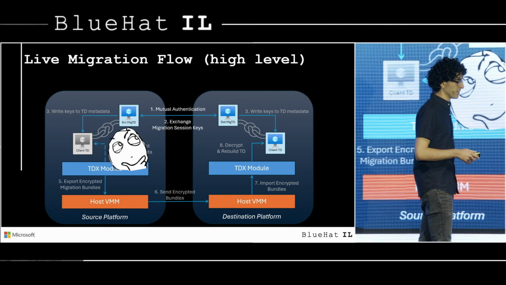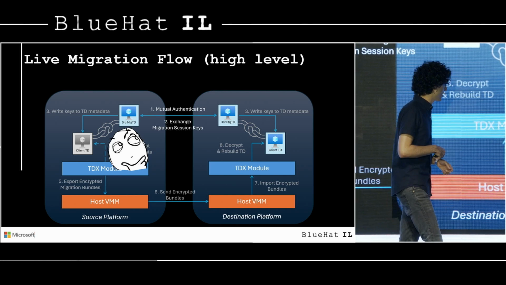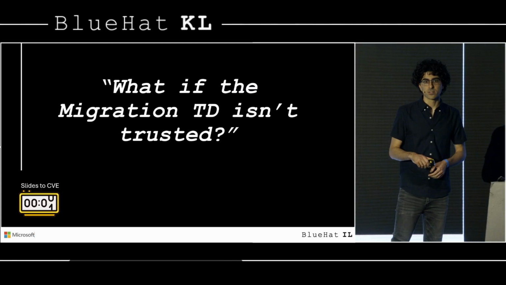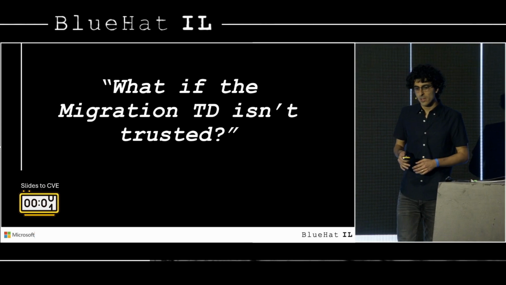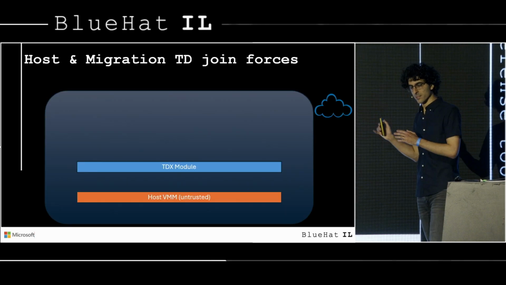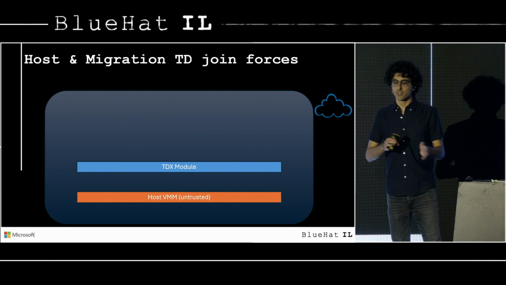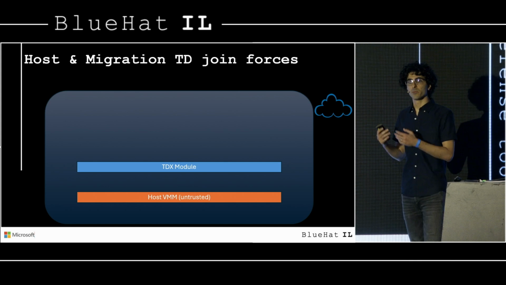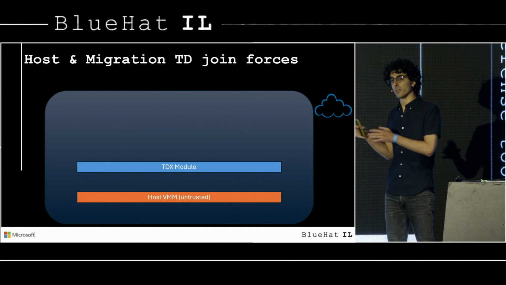OK, fair enough, attestation, but that's a bit relying on the happy flow. We're still left with the question, what if the migration TD isn't trusted? So we decided to explore this scenario anyway, and this is exactly what we're going to do now. Again, let's say we've got this TDX platform, same TDX module, the same untrusted host VMM. Now, the customer requests us to spin up his TD, and let's say for a second that we actually spin up his TD.